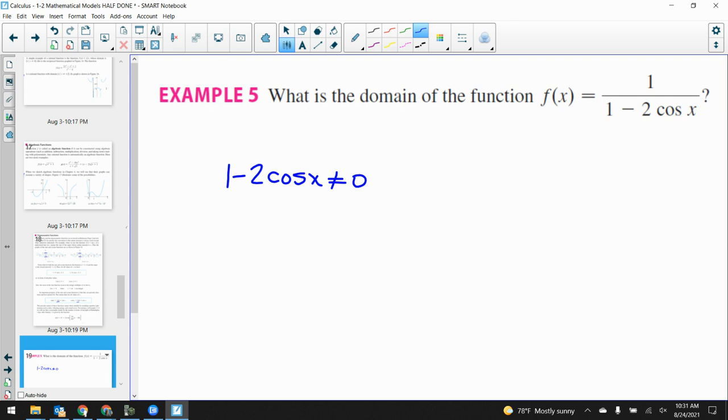Okay? So all we have to do to figure out the domain of this entire thing is figure out what this equation solves to be. Let's do that. Got to get to my notes.